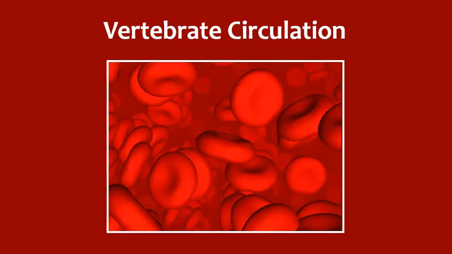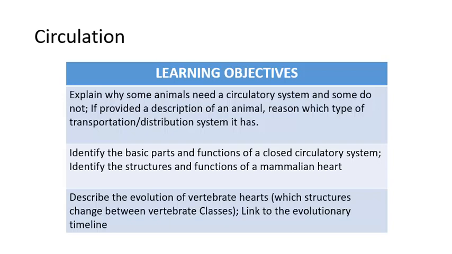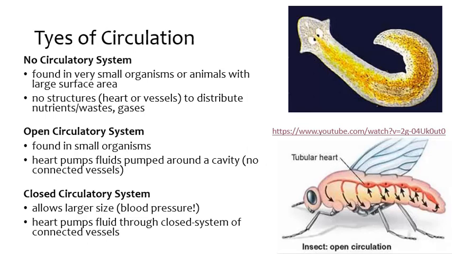Let's focus on 3 different types of circulation now and go into detail on the vertebrate system. Here are your learning objectives. There are 3 types of circulatory systems: none, open, or closed.